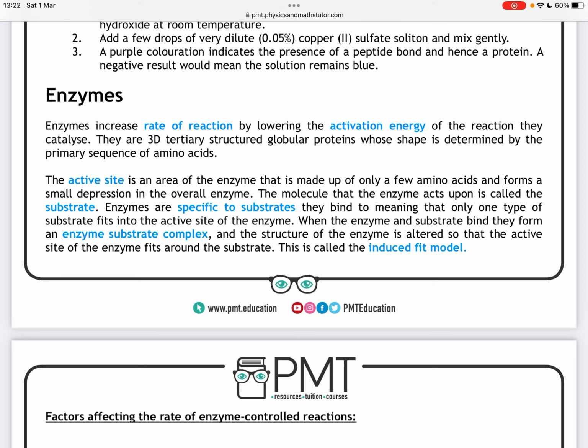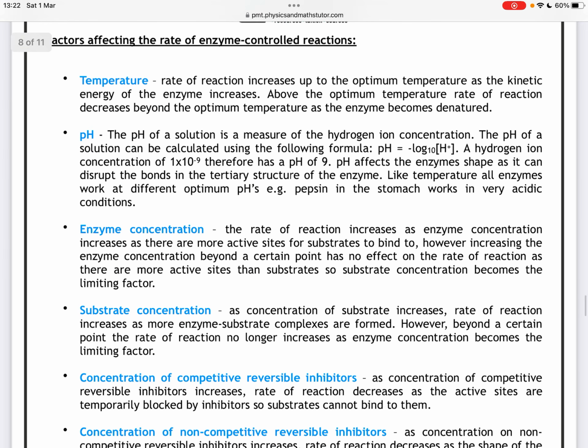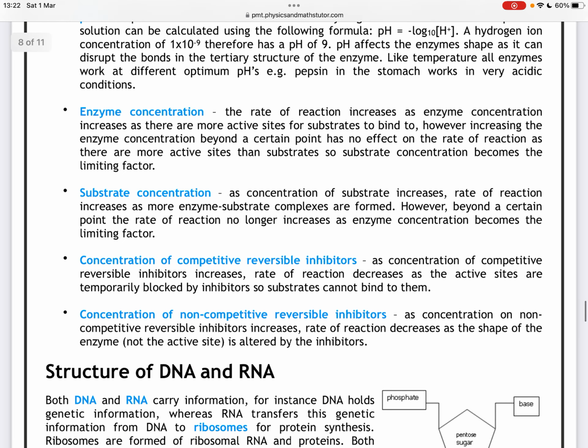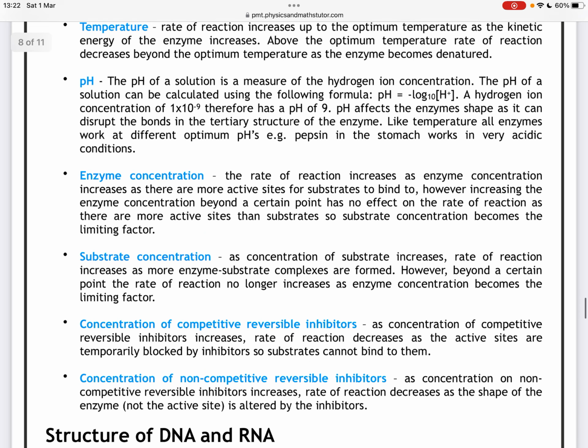When the enzyme and substrate bind, they form an enzyme-substrate complex, and the structure of the enzyme is altered so that the active site of the enzyme fits around the substrate, which is called the induced fit model. There are some factors that affect the rate of enzyme-controlled reactions: temperature, pH, enzyme concentration, substrate concentration, concentration of competitive reversible inhibitors, and concentration of non-competitive reversible inhibitors.